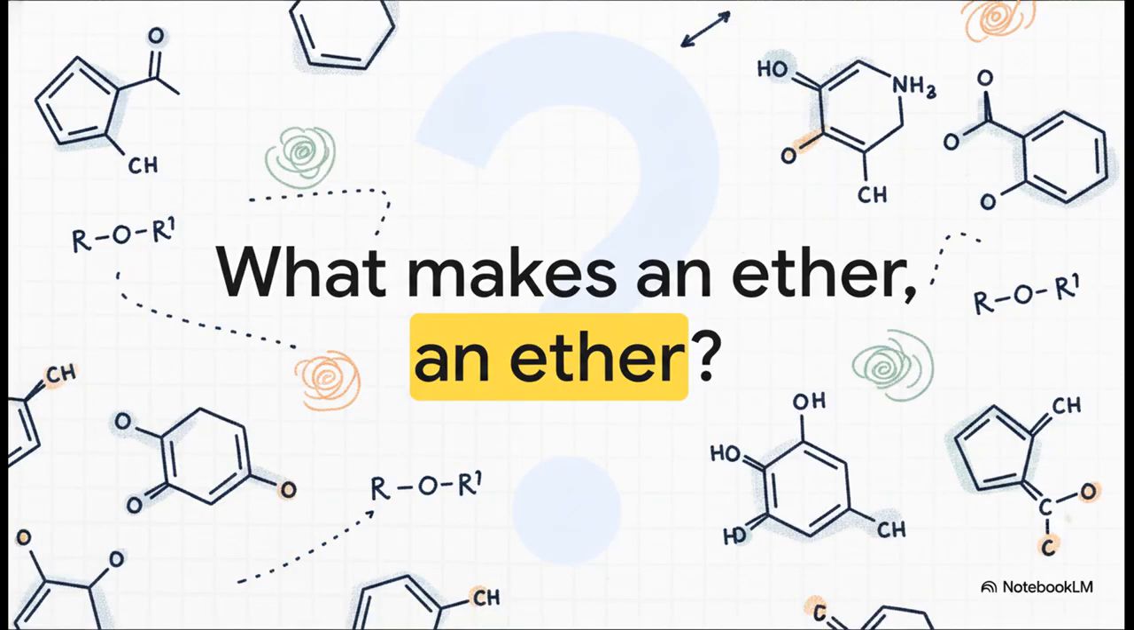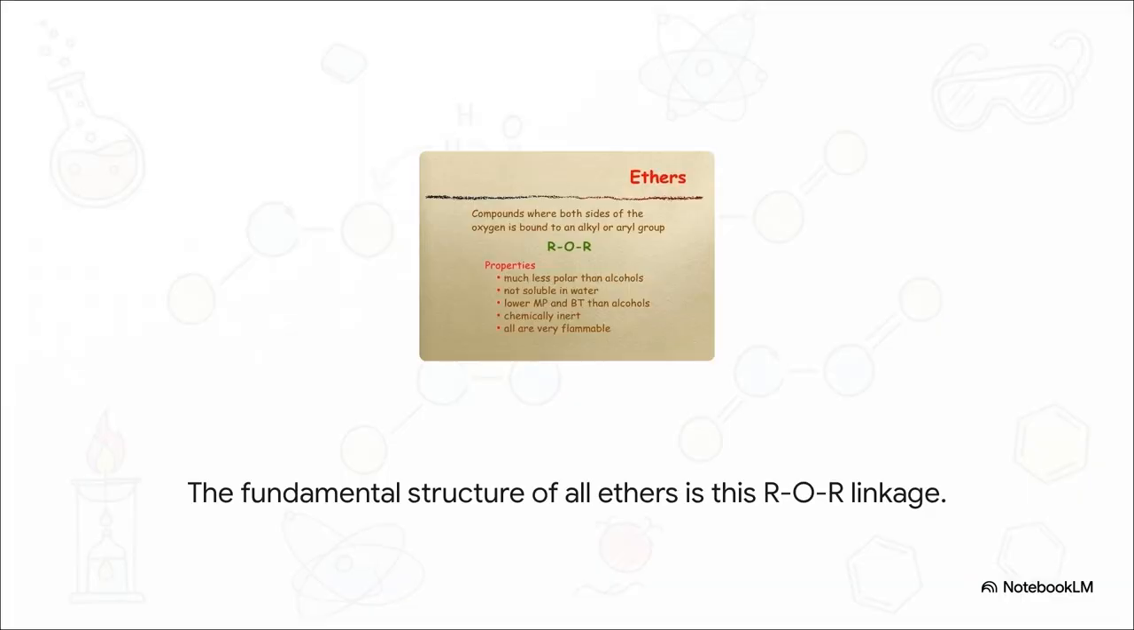First things first. Before we can do anything else, we've got to be able to identify an ether in a lineup, right? What is the one key feature that just screams, hey, I'm an ether? And here it is. Every single ether, no exceptions, is built around this core structure. You've got an oxygen atom that's acting like a bridge between two carbon-based groups. This R-O-R linkage is the one visual cue you need to hunt for on your exam. If you see that oxygen bridge, you've found your ether.